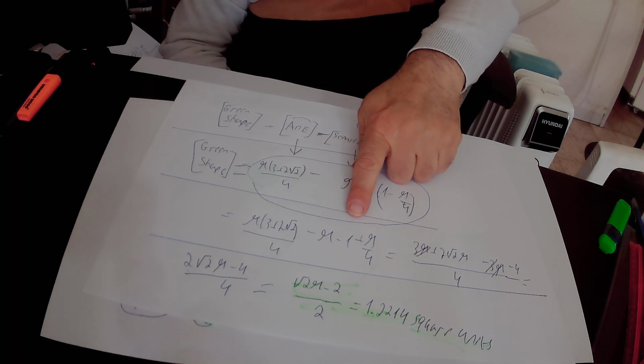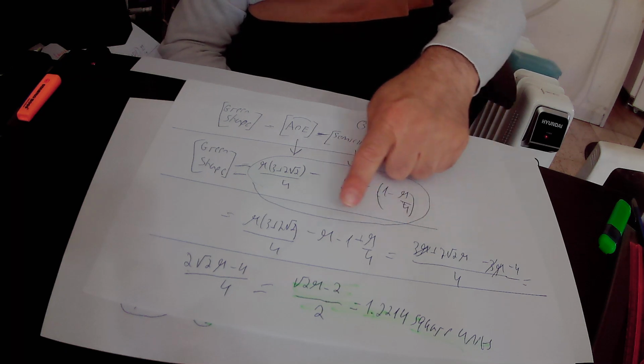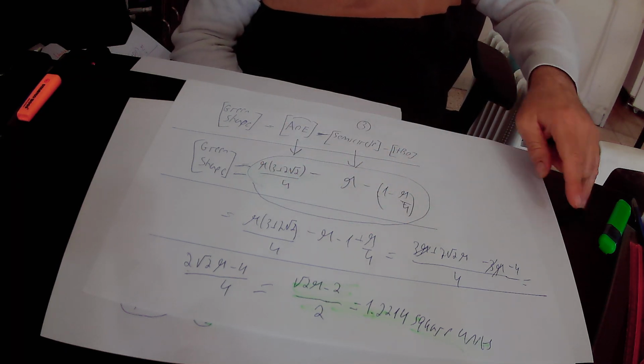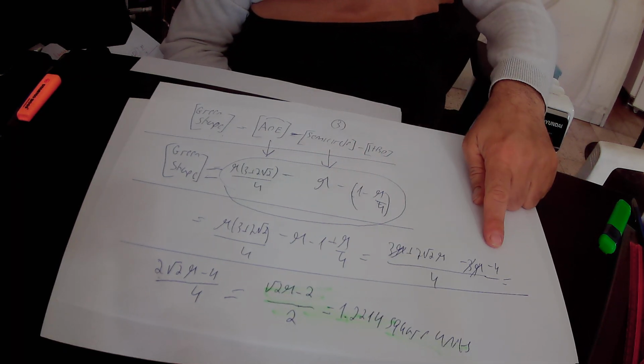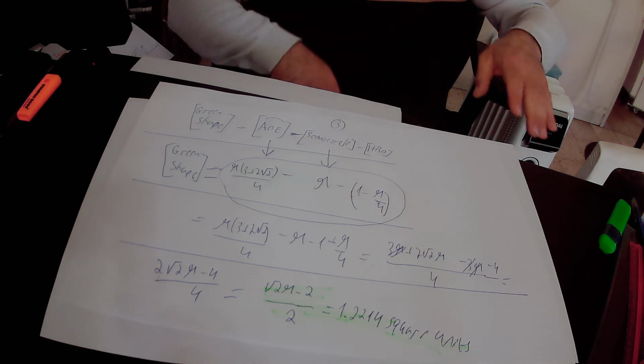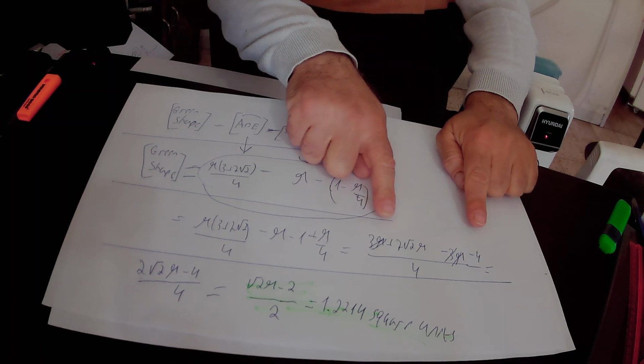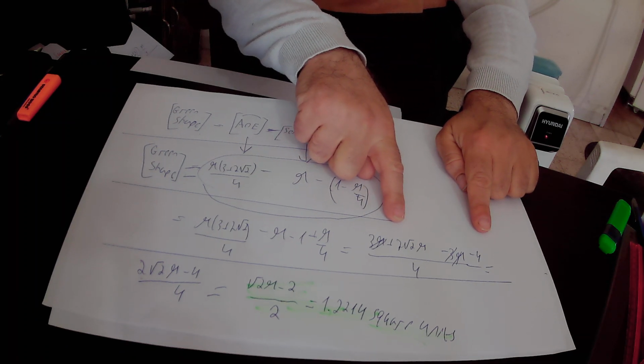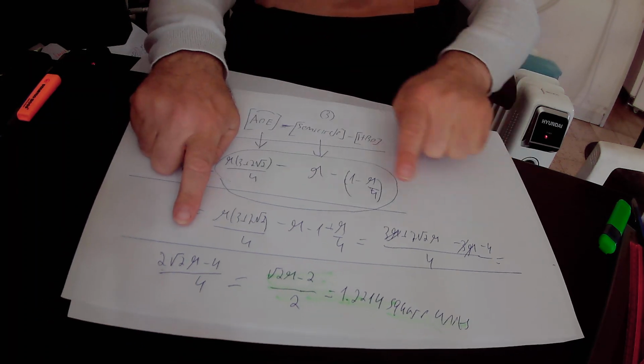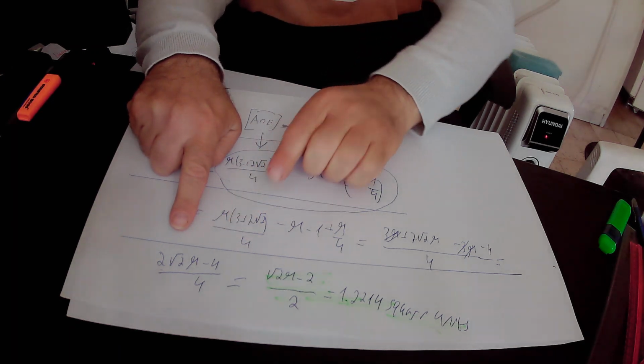We multiplied minus 1 by 4, and then we divided by 4 in order to have a common factor with the other two expressions. So we have here minus 4 divided by 4. So here we have 3 pi minus 3 pi, that is 0, so we are left only with 2 times square root of 2 times pi minus 4, over 4.